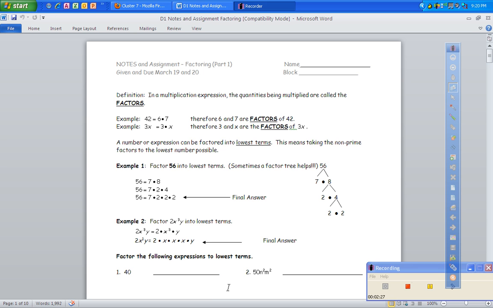Using everything that we've talked about here, I'd like for you to very quickly, since it's all review, just do numbers 1 and 2. Take a few seconds and do those on your own.